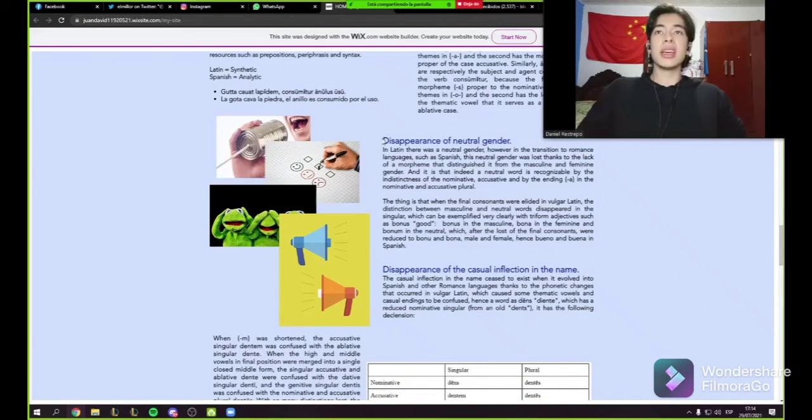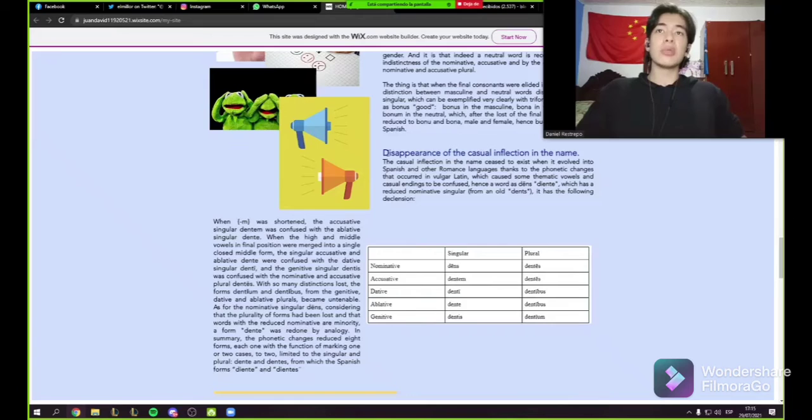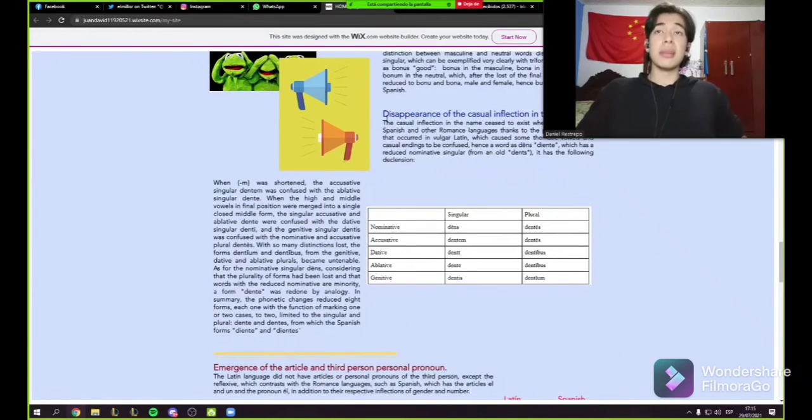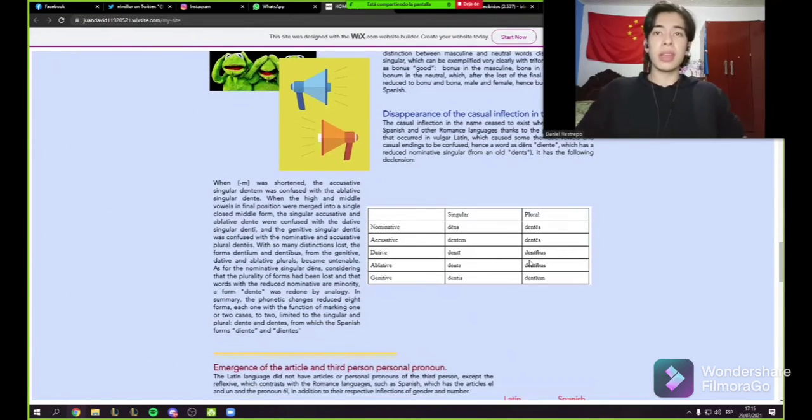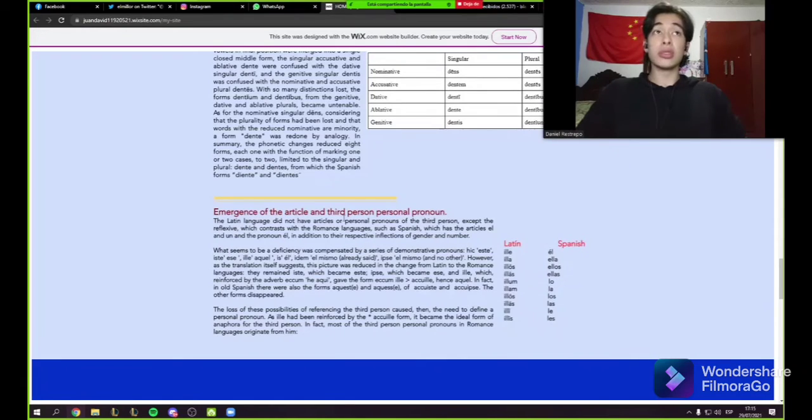To start with the changes from Latin to Spanish, here we have the disappearance of the neutral gender. Here we explain why it disappeared and how the neutral gender was used. The next one is the disappearance of the case inflection in the noun. We explain how it disappeared, how it was used, and how all this was resumed in just two words. So it was a big change.